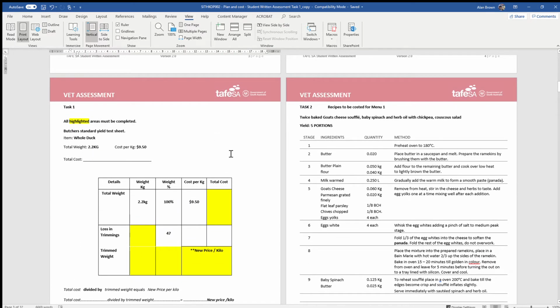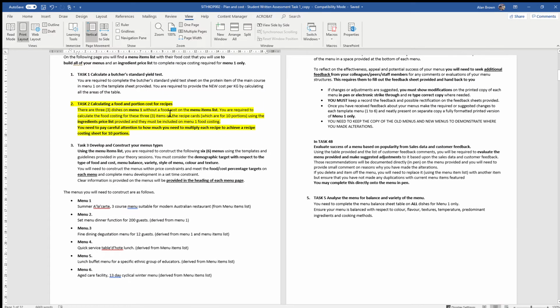Task 2 is going in and creating standard recipe cards, which are used in most commercial kitchens throughout the industry. The reason why we don't use little bits of paper is that they get lost. The reason why we cost out food is because food, for example lobsters, is always going up in price, so we need to make sure that we're making a profit for the business.